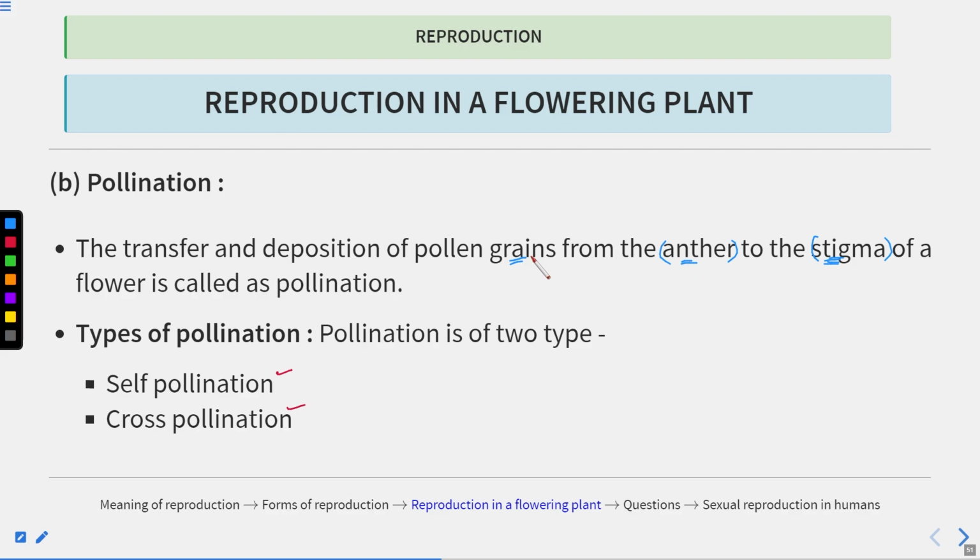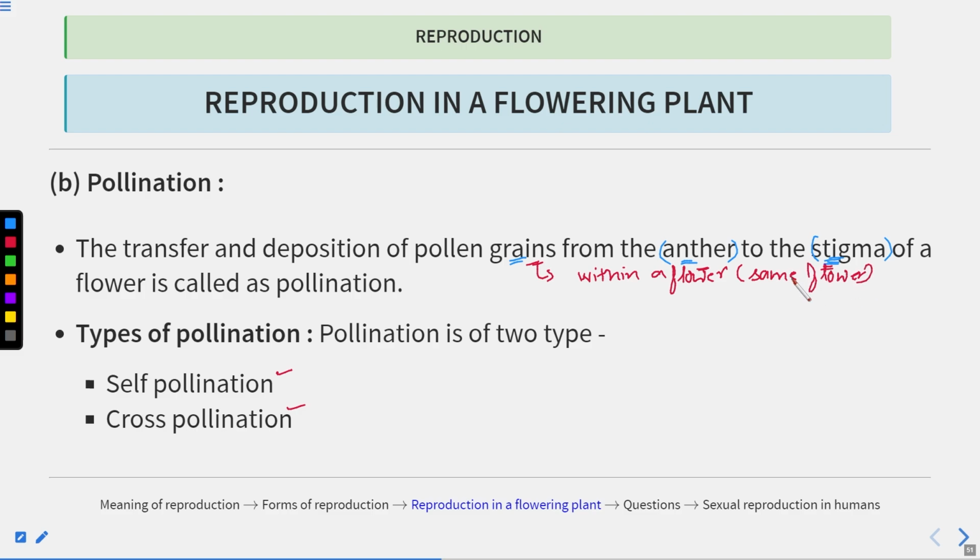This transfer of pollen grains from the anther to the stigma can occur within the same flower, or from one flower to another flower, which is present on the same plant or on another plant. This is clear. If we talk about a bisexual flower, it contains both the male as well as the female reproductive organ. So here the transfer of pollen grains can take place to the stigma of the same flower, within a flower.